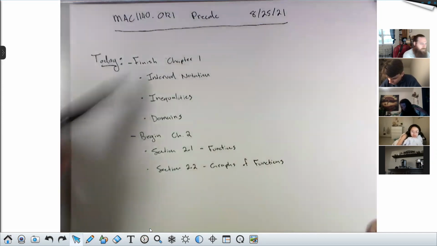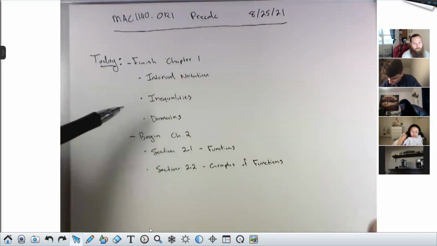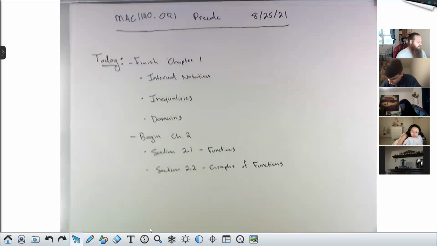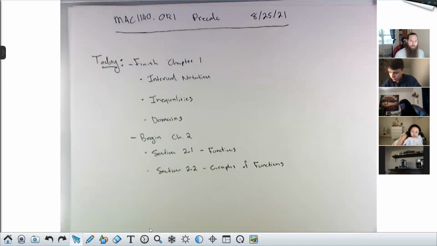So when I talk about domains in the chapter 1 context, I'm going to try to avoid referring to functions explicitly. I'm just going to show you some algebra tricks. But before we get to any of that, we need to talk about interval notation and inequalities. So let's just get right into that.